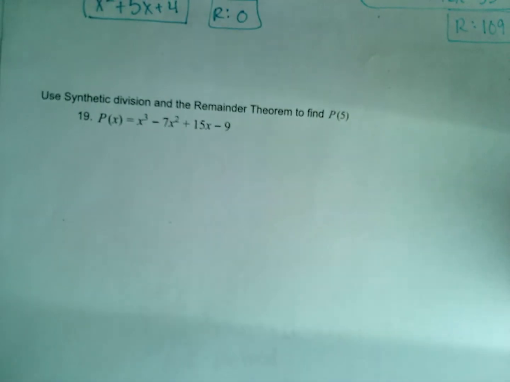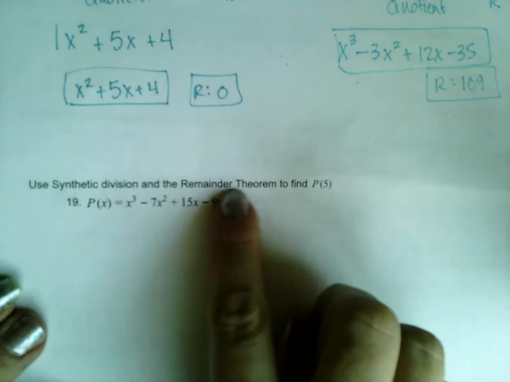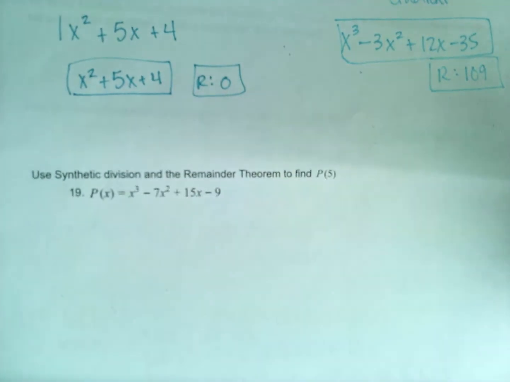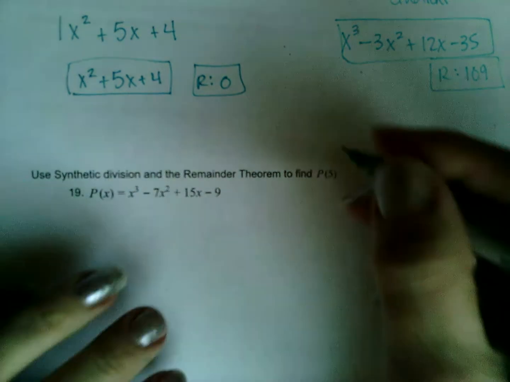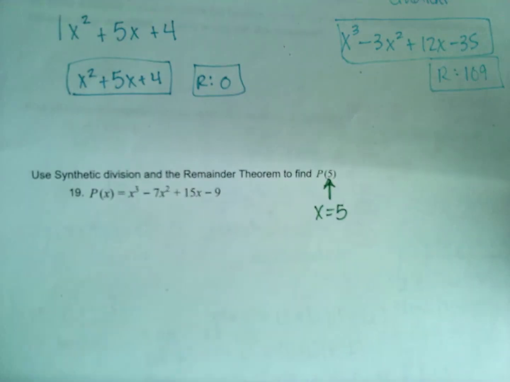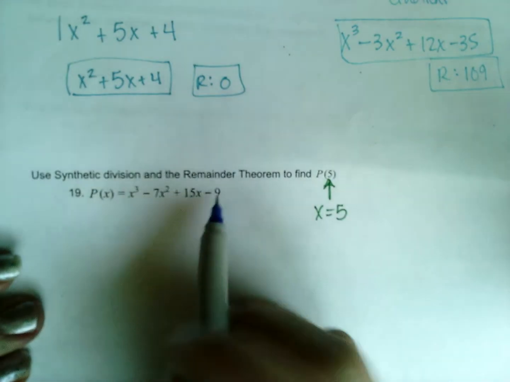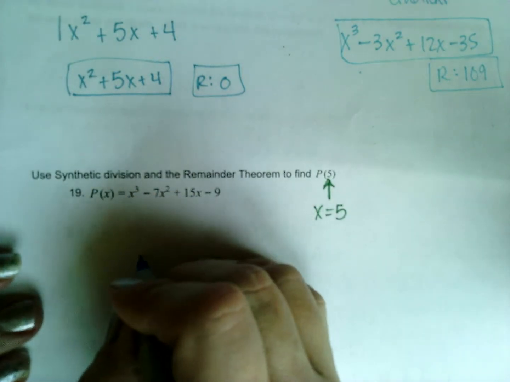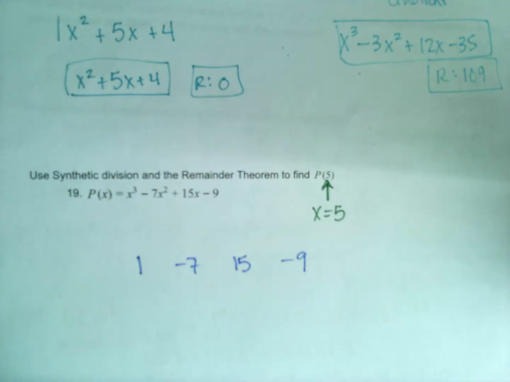Okay, next one. We are going to use synthetic division again, but for a different purpose. It doesn't tell me to divide. It says use the remainder theorem to find P of 5. So we're going to do the exact same steps that we just did, except this is telling me x equals 5 already instead of x minus 5, which the other things did. So in this case, we're going to take our coefficients, 3, 2, 1, none. So I don't need any placeholders. So I'll go 1, -7, 15, and -9.